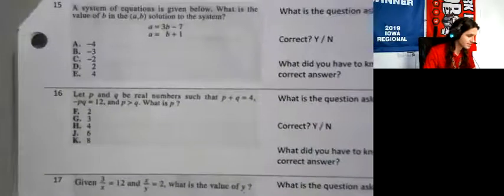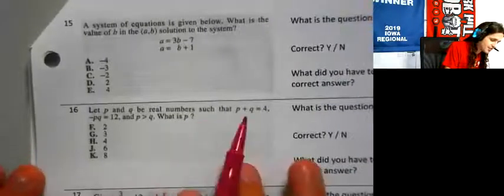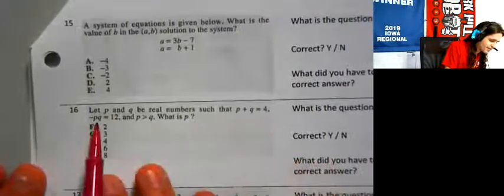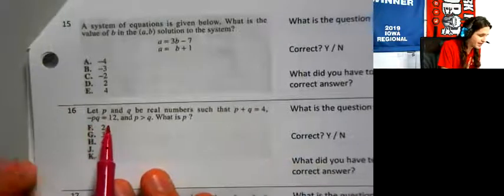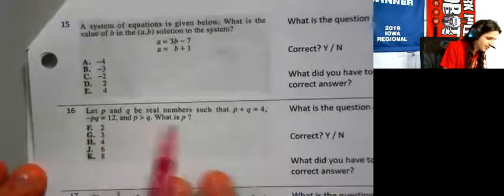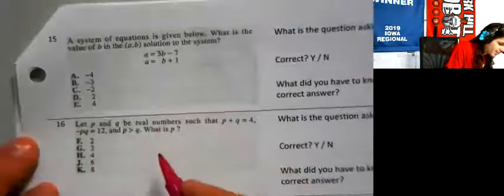What else might we look at? This is a lot of the same. 16 is a little different. Let P and Q be real numbers such that P plus Q equals 4 and negative P times Q is 12 and P is greater than Q. What is P? There you need to do some substitution.